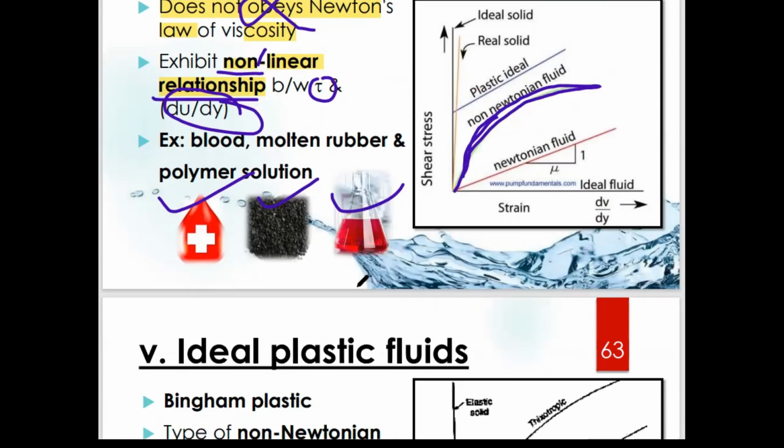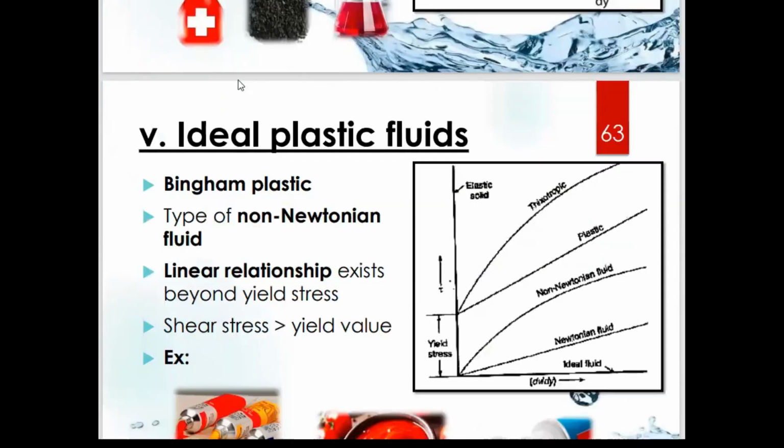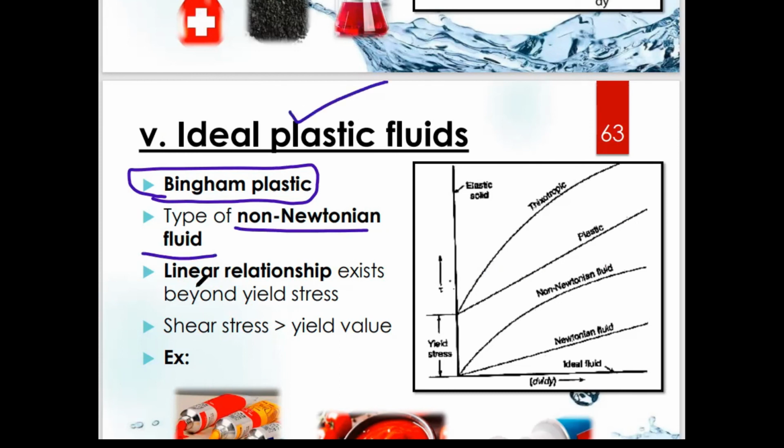The next type of fluid is the ideal plastic fluid. These are also called Bingham plastic. So ideal plastic fluids, also called Bingham plastic, are a type of non-Newtonian fluid, where a linear relationship exists beyond the yield stress. For example, see here, this is the yield stress.